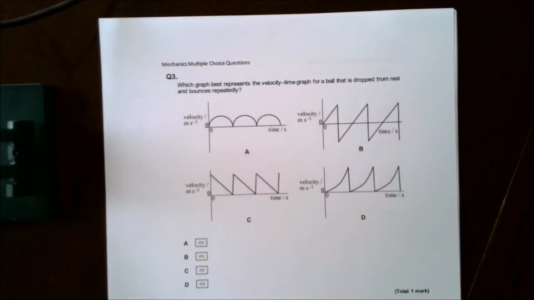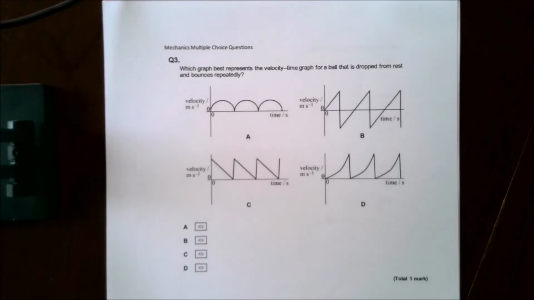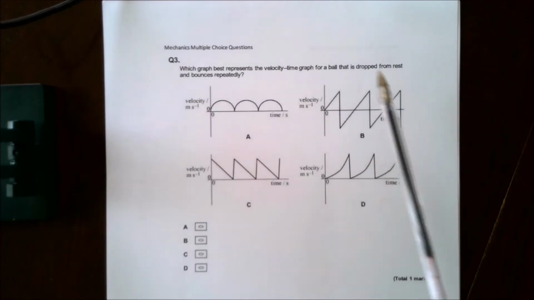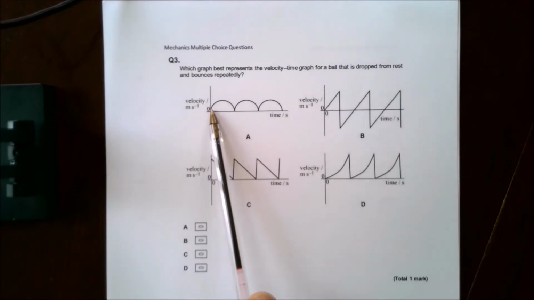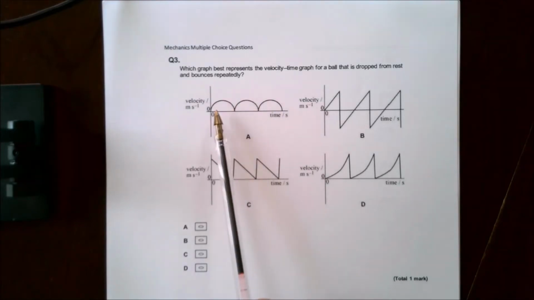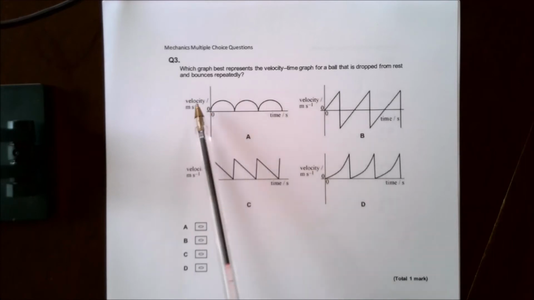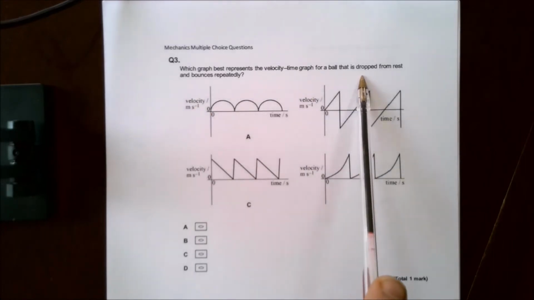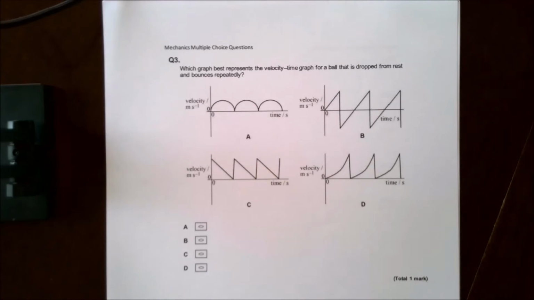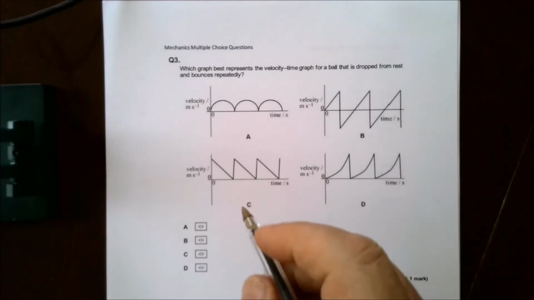Okay, question 3. These are really good questions, I think, for making you think carefully about what's going on. The trouble is often with these graphs, people imagine a ball bouncing and they look at something like this, which would be a perfectly good graph probably for a distance time graph, but we're looking at velocity time graphs. So we've got a ball dropped from rest which bounces repeatedly.